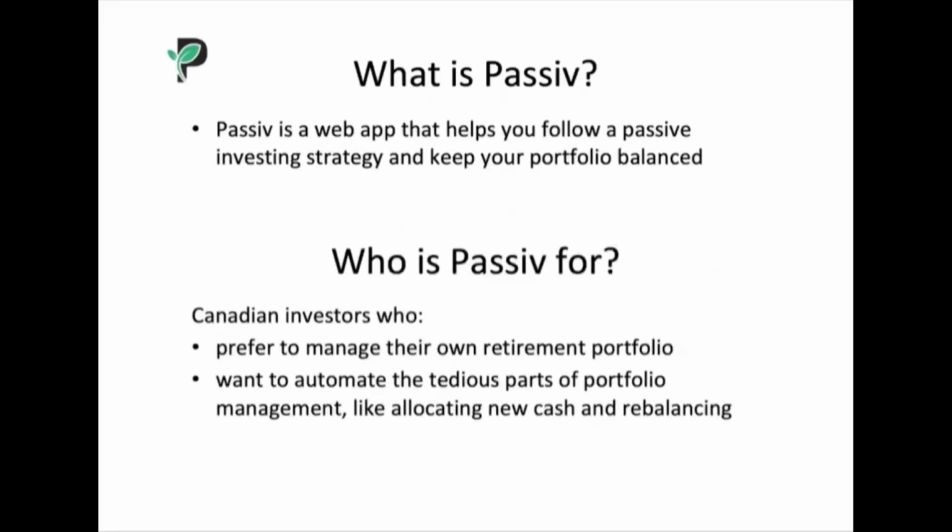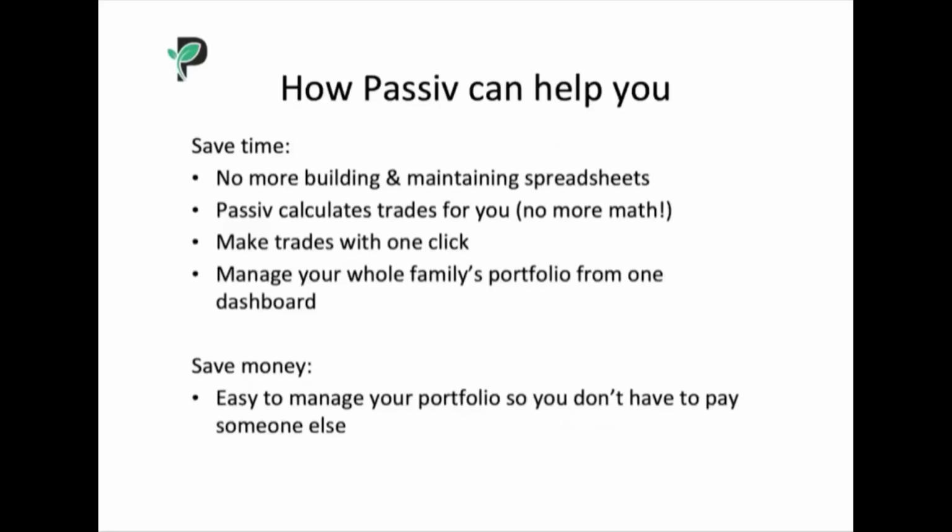So first of all, Passiv is a web app that helps you follow a passive investing strategy, and it helps you keep your portfolio balanced. Passiv is for any investors who prefer to manage their own portfolio, but still want to automate the tedious parts of portfolio management. Passiv can help you save time because you no longer need to build and maintain spreadsheets, and Passiv will automatically calculate those required trades for you, so you don't have to do as much math. Passiv will also make trades for you with one click, and it makes managing your whole family's portfolio really easy because you can see them all on one dashboard.